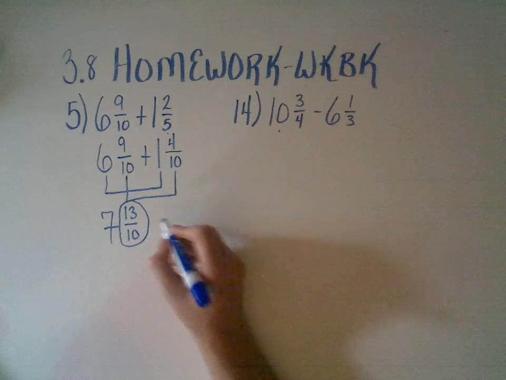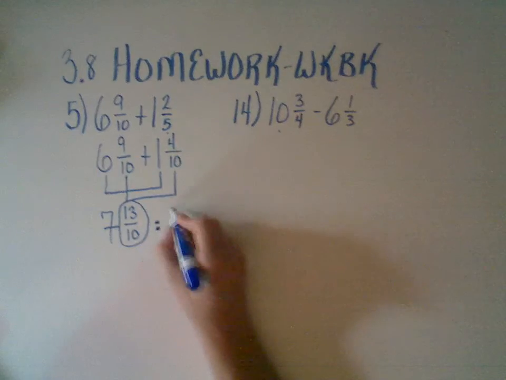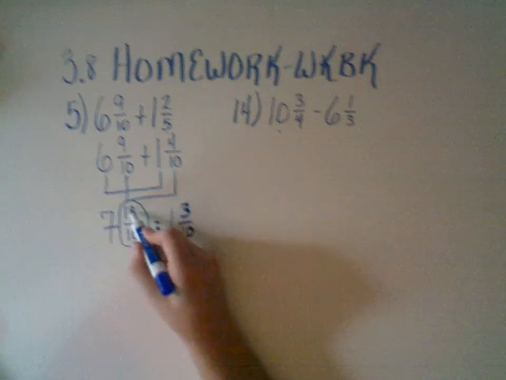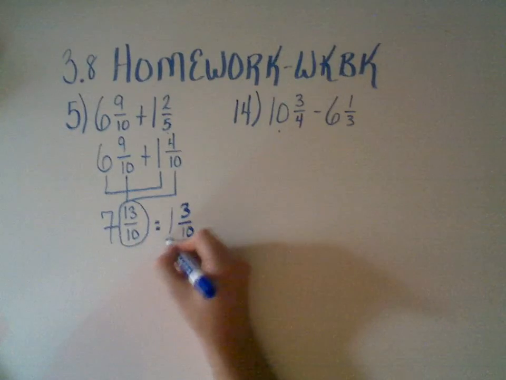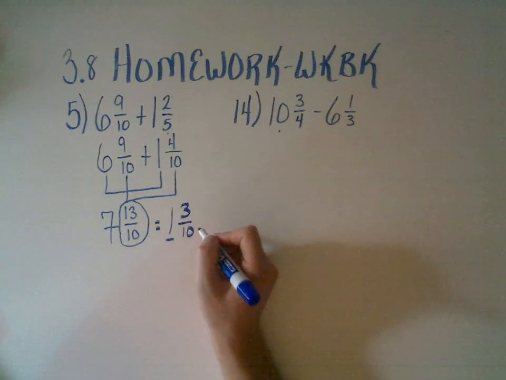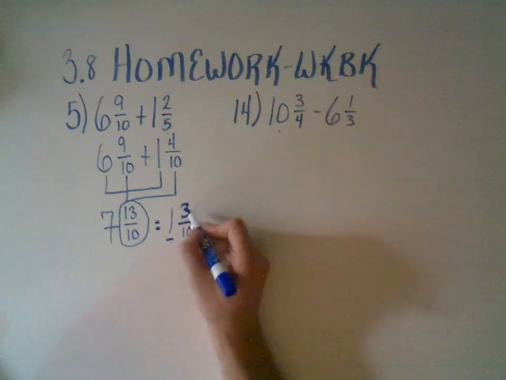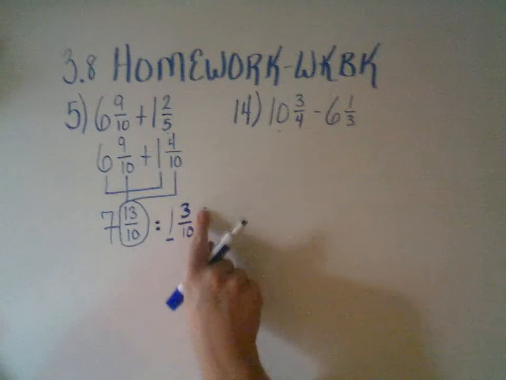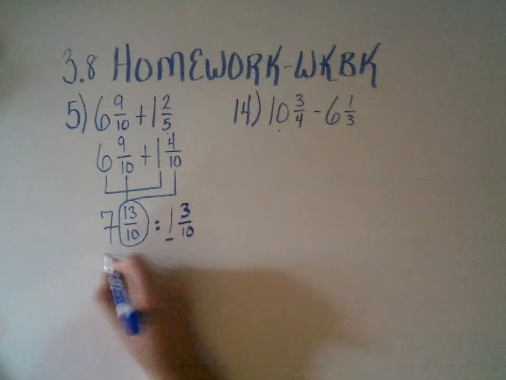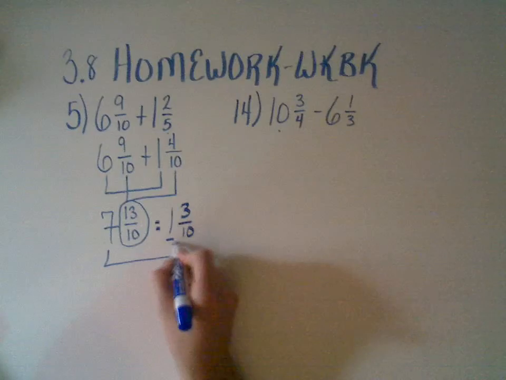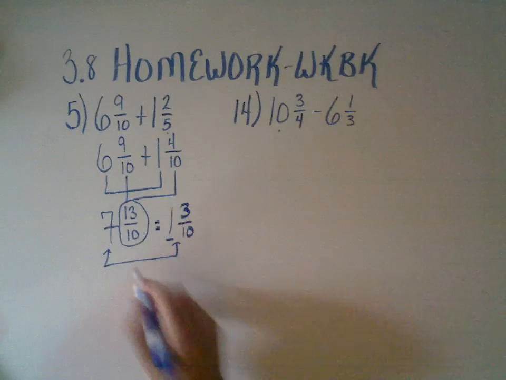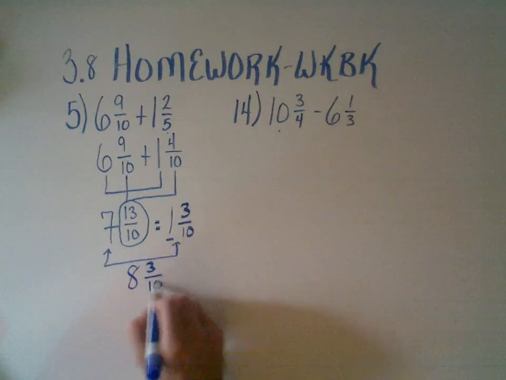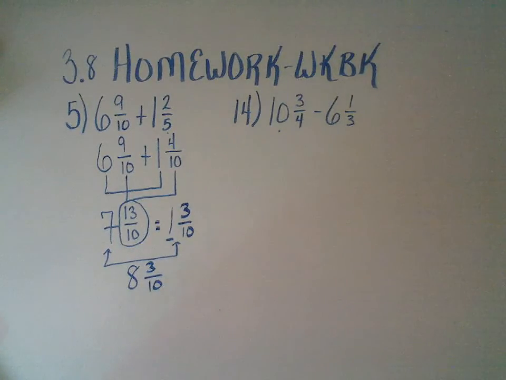13/10, as you know from our work earlier this year, changes into 1 and 3/10. 10 goes into 13 one time, which is where that guy came from. It would leave me a remainder of 3 if I divided, which is where that came from, and the denominator would stay the same. So this is really the same as 7 plus 1 and 3/10, and that's going to give me 8 and 3/10 as a final answer.